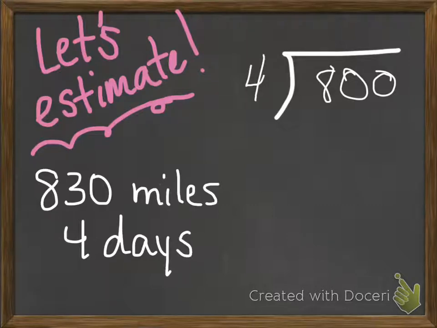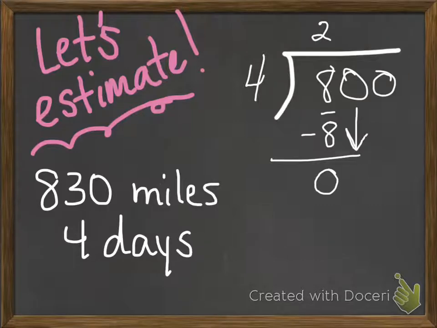Okay, so let's start with the 8. 8 divided by 4. What times 4 is going to be close to 8 or equal 8? If you know your 4s, then you know the answer is 2. 2 times 4 is 8. So we subtract. 8 minus 8 is 0. Bring down the next digit. The next digit is 0.